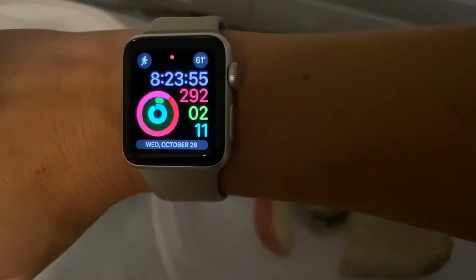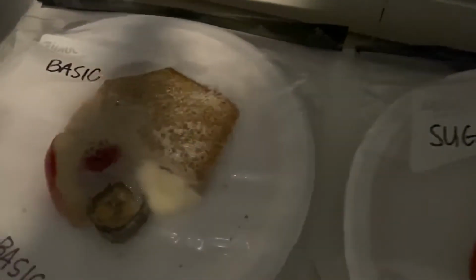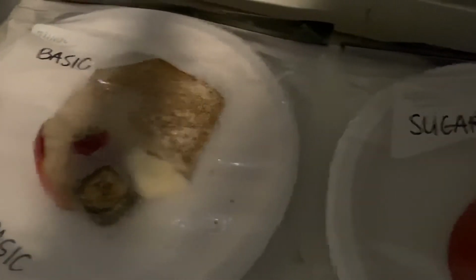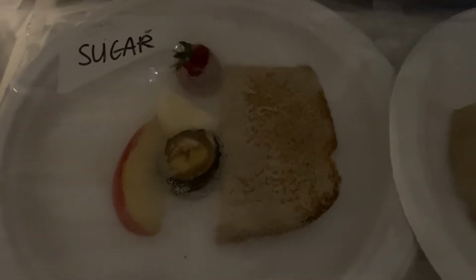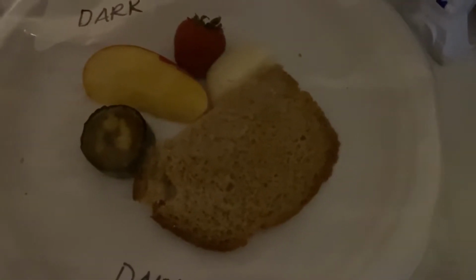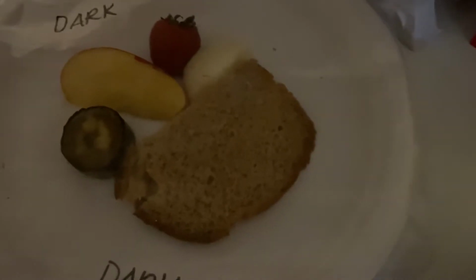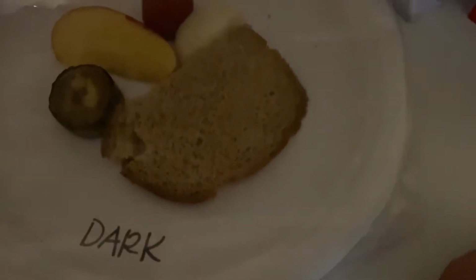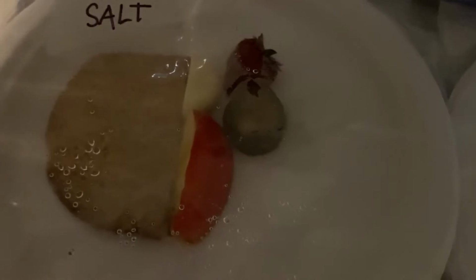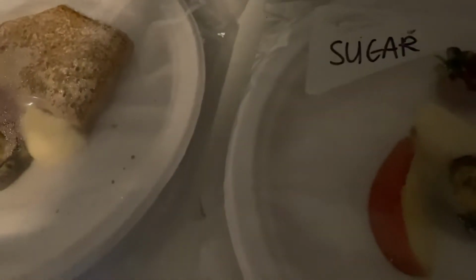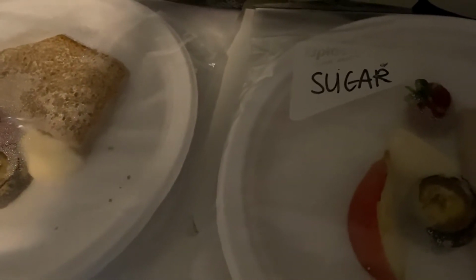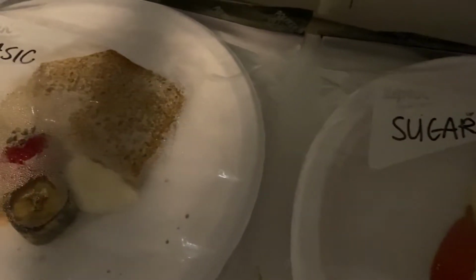Okay, day 3, 8:23 on Wednesday, October 28th. Here's our basic, sugar, salt, and the dark. So one thing that's interesting that I'm noticing is that the dark actually doesn't have all the condensation that I'm seeing in the salt, sugar, and basic, which sit here by the windowsill. But I'm not seeing any mold yet, so stay tuned for tomorrow.